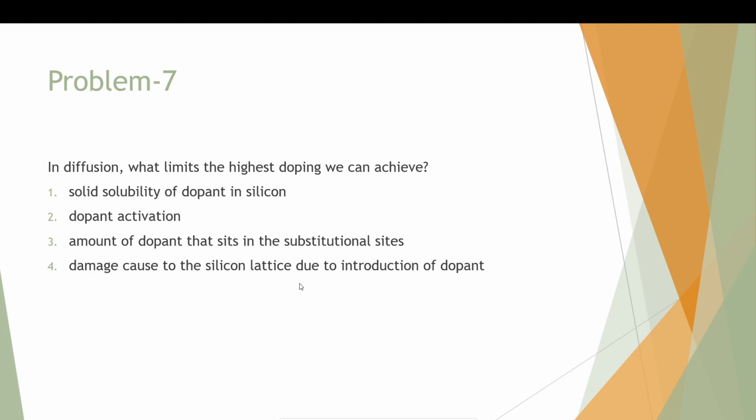Damage caused to the silicon lattice due to introduction of dopant. So this can also be managed by annealing. Whatever the damage caused, we can just heat it to a higher temperature and make sure that all the silicon sits back in the lattice positions.